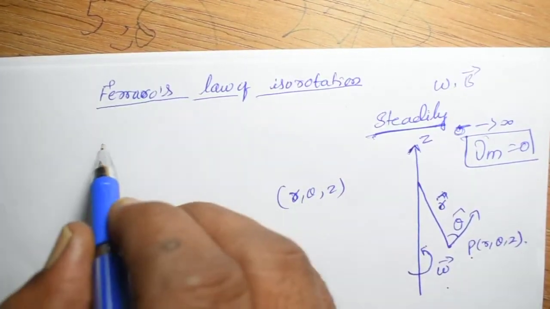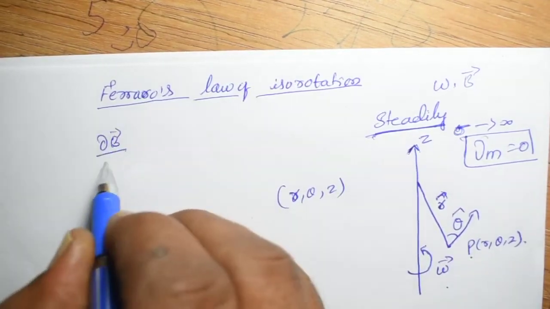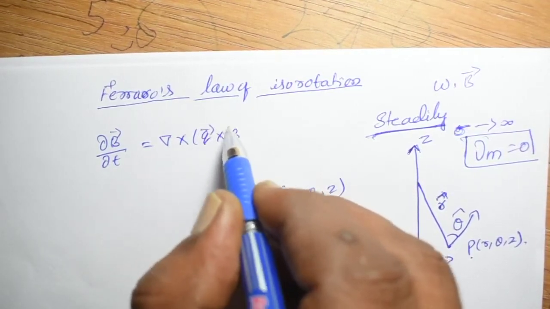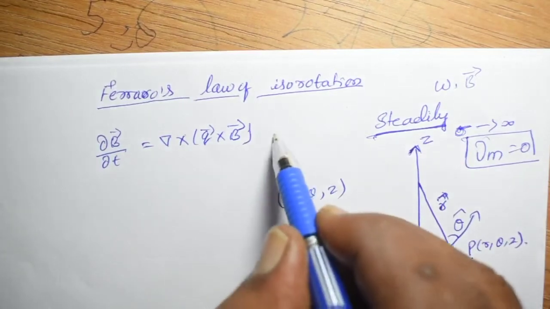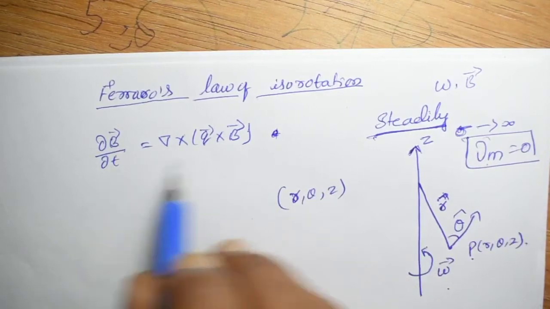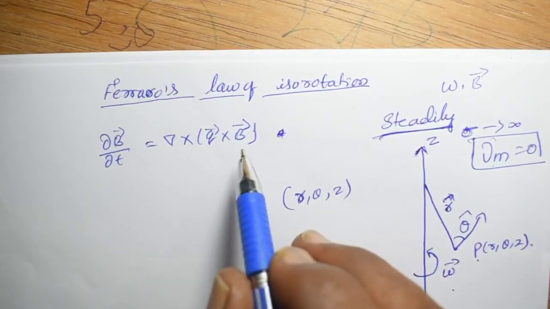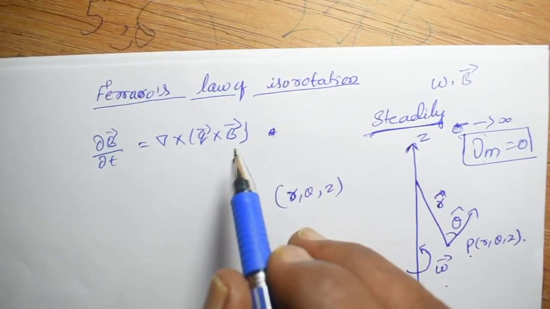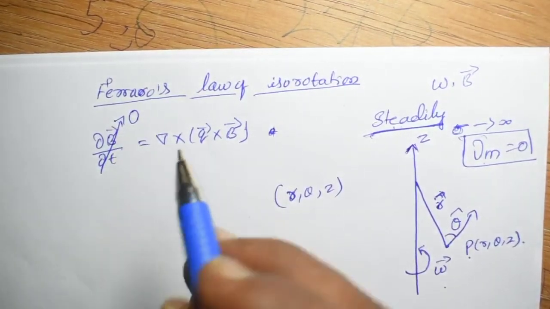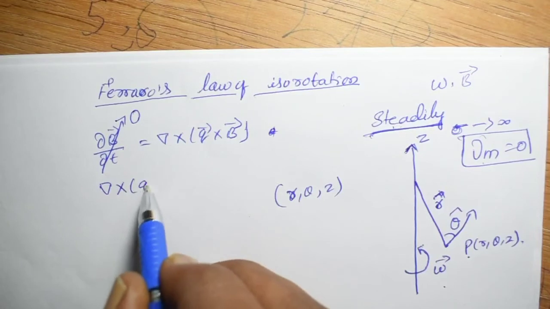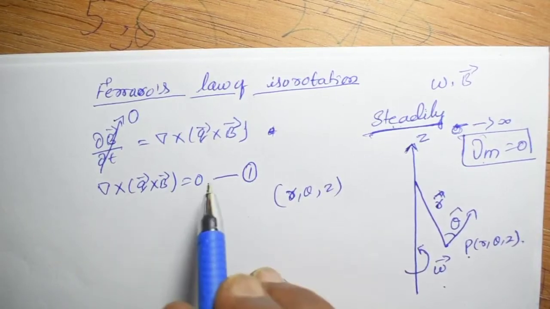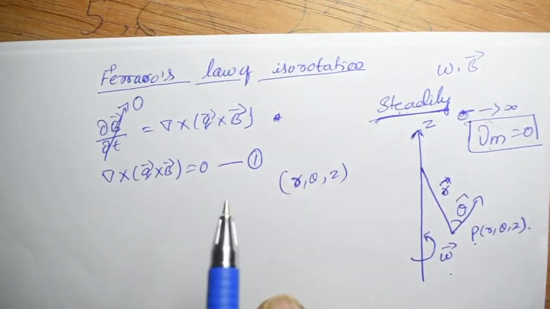for a perfectly conducting fluid is del B by del t equals del cross (q cross B), right? One more term, nu m into del squared B, becomes 0 because nu m tends to 0. That's why the magnetic induction equation simply becomes like this. Now, since the flow is steady, this term tends to 0. Simply you get del cross (q cross B) equal to 0. Call this equation 1.